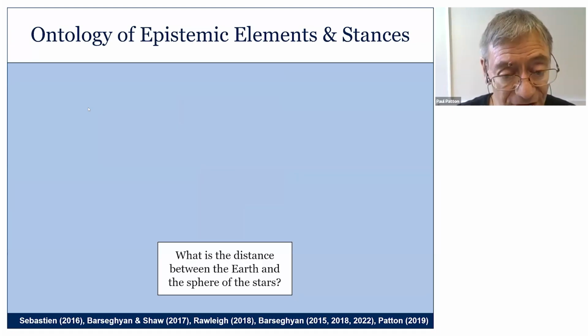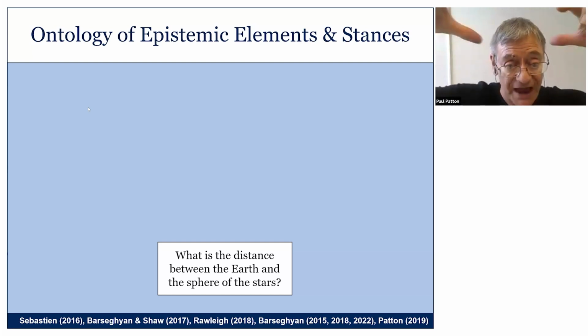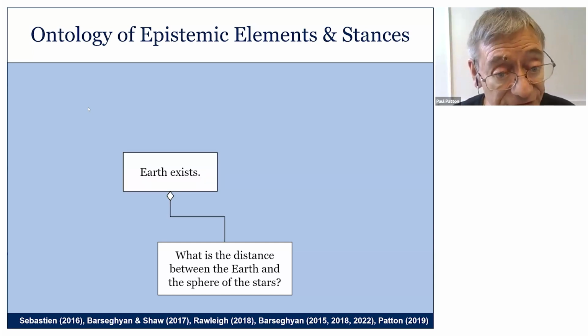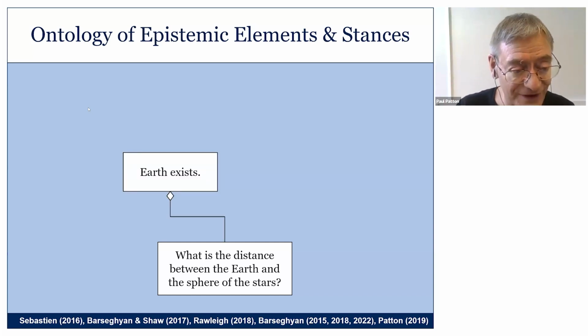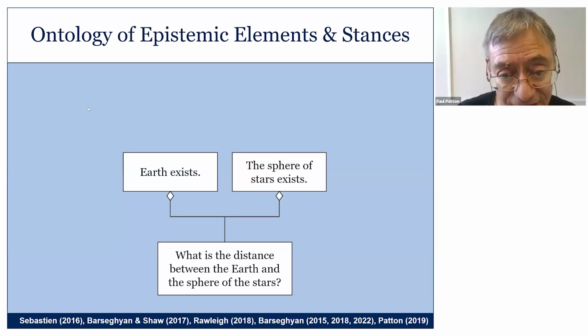So here's a question. What is the distance between the Earth and the sphere of the fixed stars? Now, of course, for a medieval scholastic, the Earth meant the sphere of the element Earth, sitting stationary at the center of the universe, and the sphere of the fixed stars was the outermost of the celestial spheres. This presupposes a theory, and this is that the Earth, the body of the element Earth at the center of the universe, exists, and second is that the sphere of the fixed stars exists.